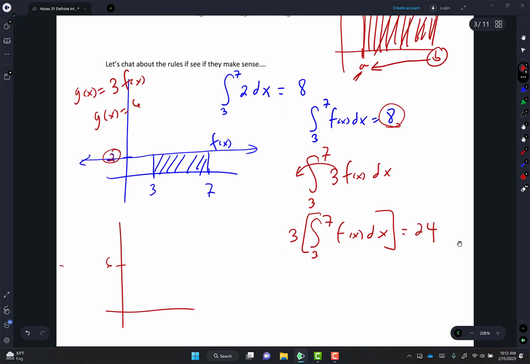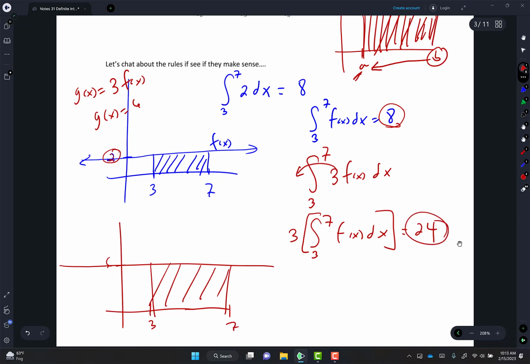So here's 6. And now I'm doing the same thing from 3 to 7. Let's see if this area really is that number 24. Well, 7 minus 3, what's that? 4. So this is a width of 4. What's 4 times 6? 24. It worked. Do you guys see that?